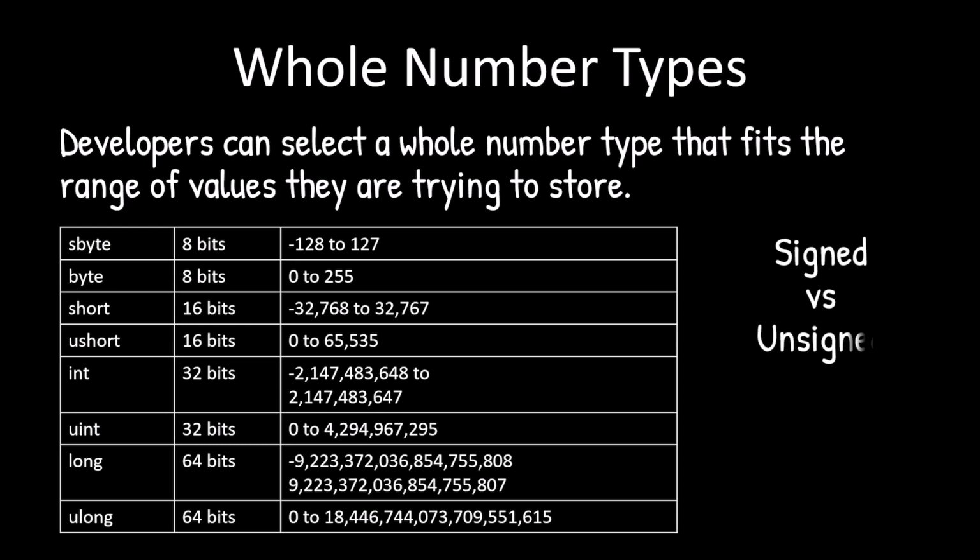One of them is signed, which means it supports negative numbers. And the other one is unsigned, which means it only supports the value 0 and positive numbers. So we start with the sbyte, or signed byte. This is a signed version that goes from -128 to +127. Its partner, the byte, is unsigned and goes from 0 to 255.